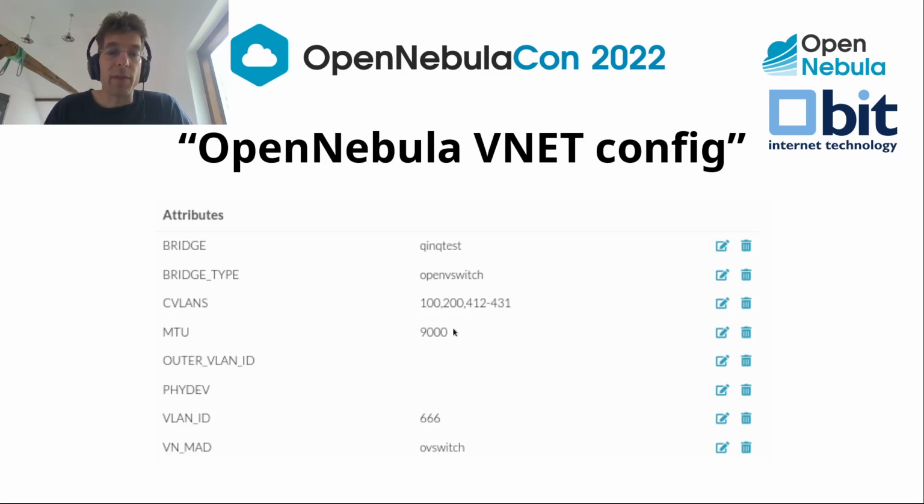Do note the MTU of 9000. The MTU has to be at least 1504 bytes to accommodate for the extra 4 bytes overhead of the extra QinQ tag, and in this case is configured as a jumbo frame.